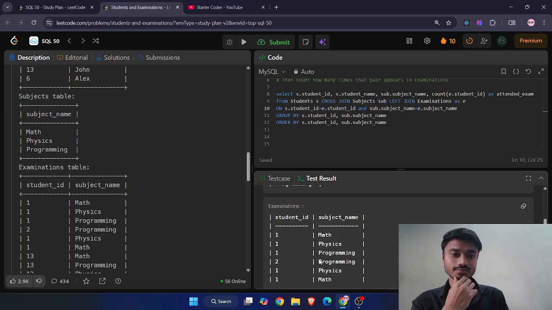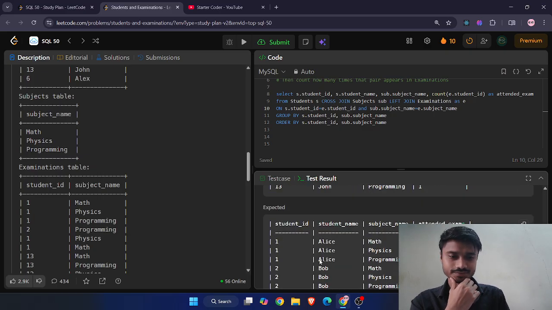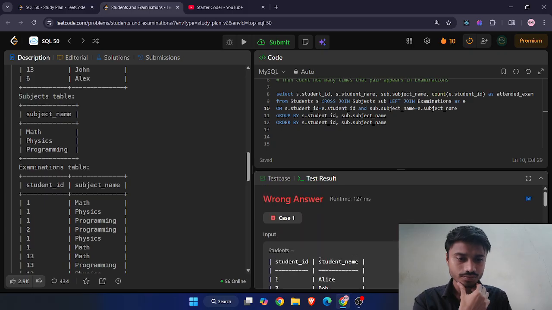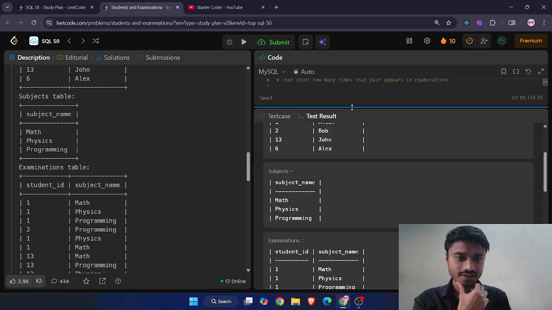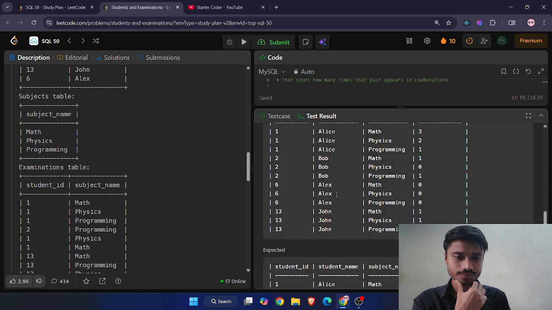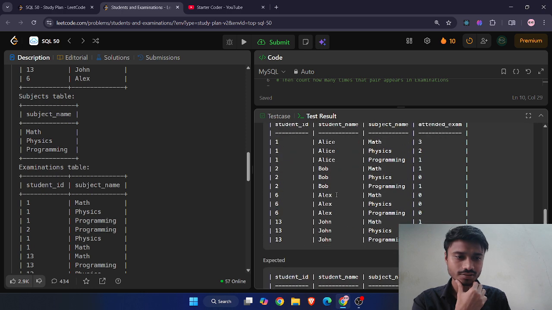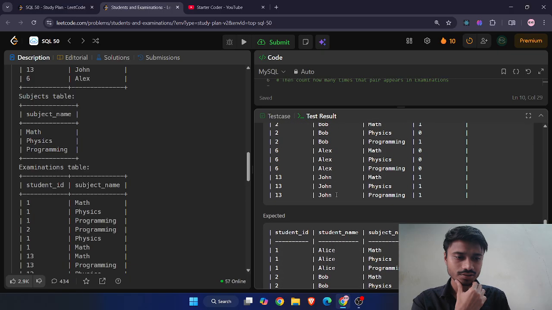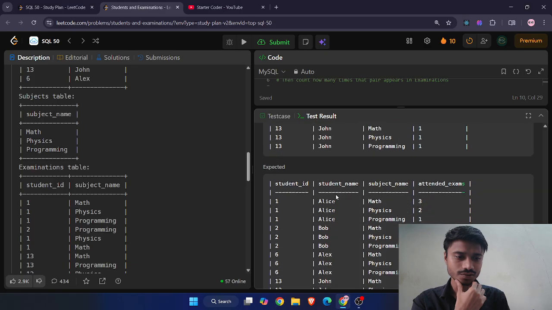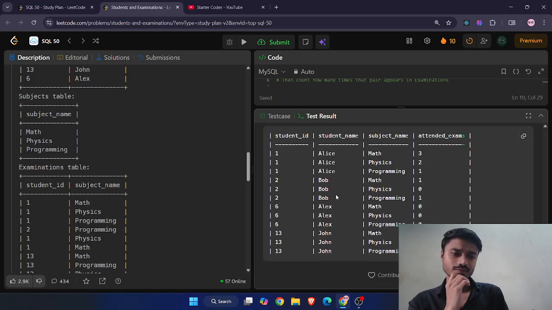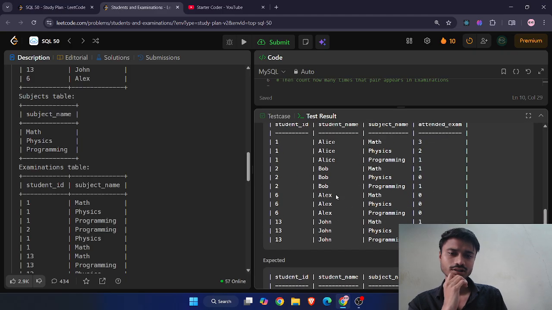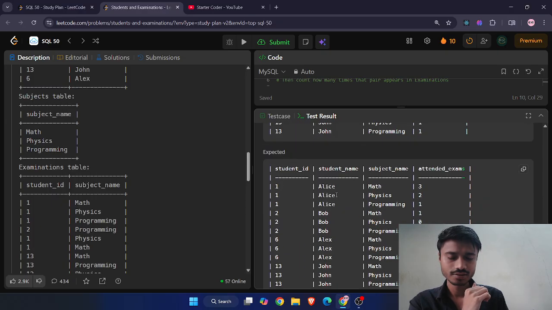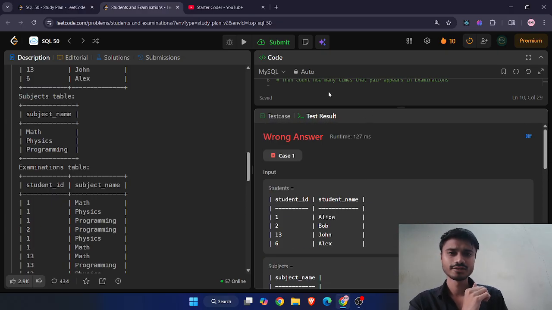It is saying wrong answer. Interesting. So what is the issue now? Let's analyze our output. This is expected and this is our result. See, 3 2 1 1 0 1 0 1. It seems almost correct. Then why did it fail again?